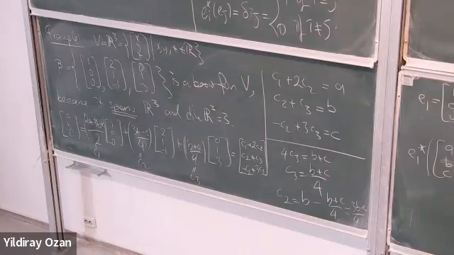Similarly, what is E2 star of A, B, C? That would be just C2, right? And what is that? 3 minus a. And E3 star, this linear map on the vector A, B, C, is just C3. So we have determined E1 star, E2 star, E3 star. Okay?